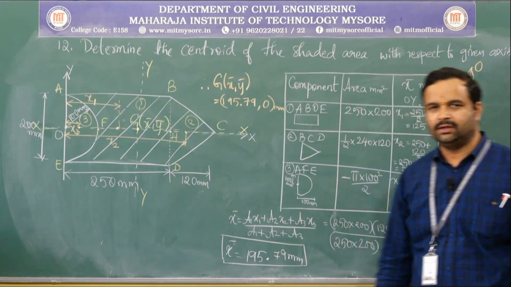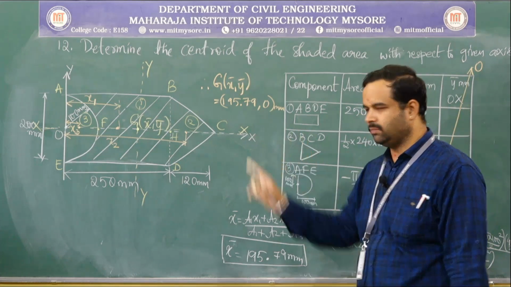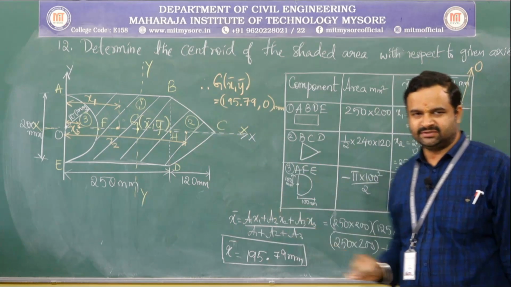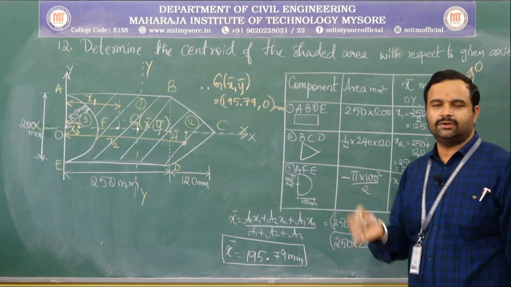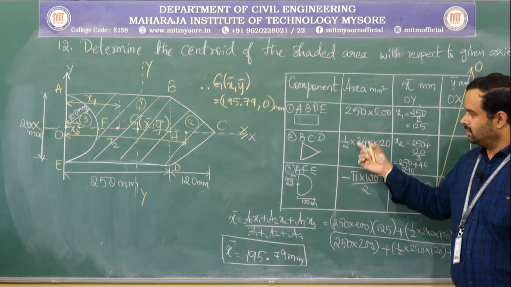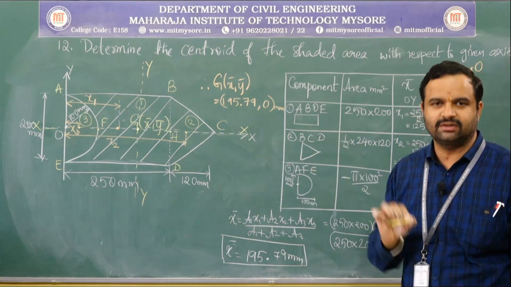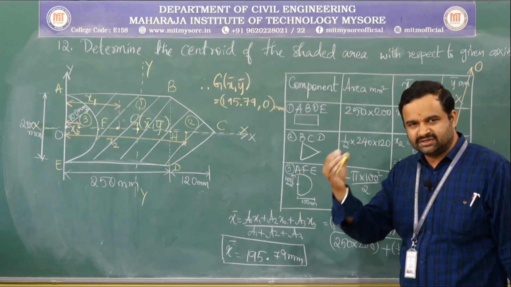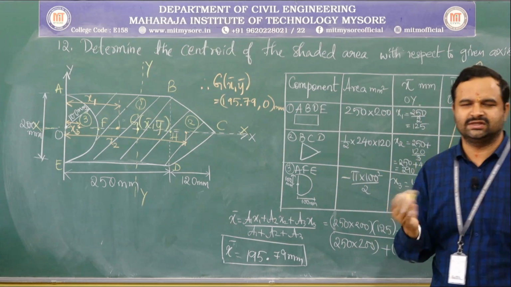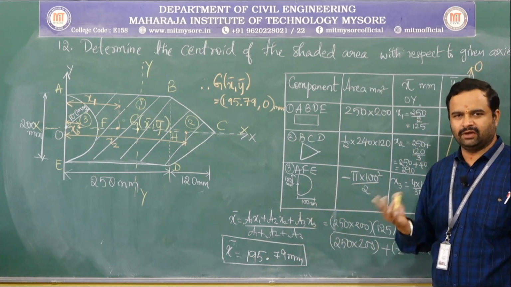Clear? We divided this into 3 components, component 1, component 2 and component 3. Component 1 is a rectangle, component 2 is a triangle, component 3 is a semicircle, and then we had tried to locate the centroids of the individual components and then measure those with respect to the reference axis, and then write the values as x1, y1, x2, y2, x3, y3 and so on. Then substitute that in the formulas of x bar or y bar.